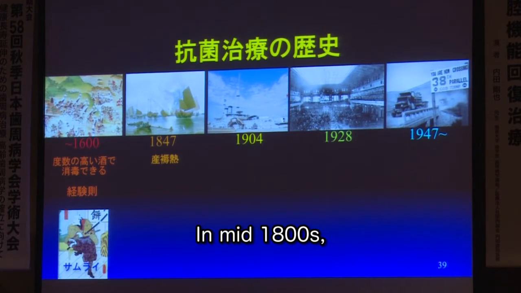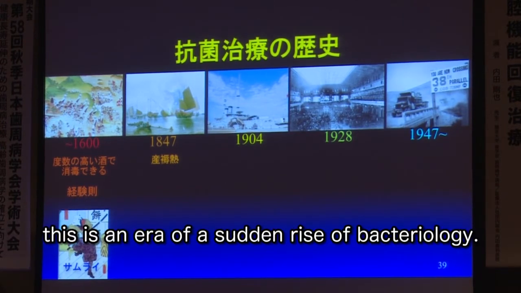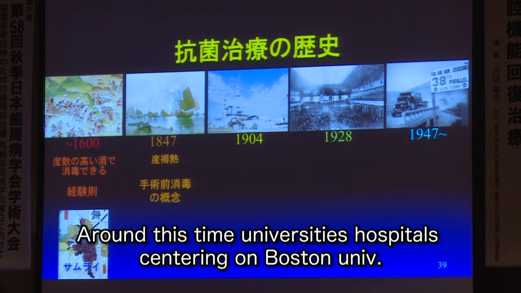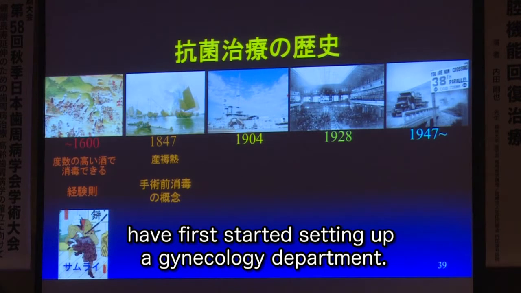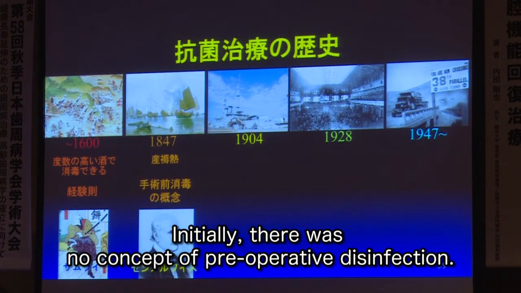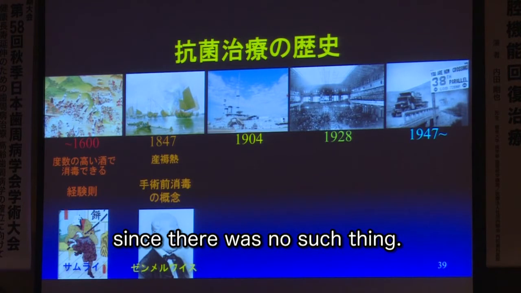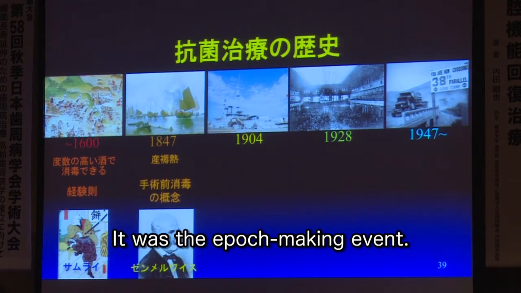In the mid-1800s, this is the era of a sudden rise of bacteriology. Childbed fever, fever after delivery. Around this time, university hospitals centering on Boston universities first started setting up a gynecology department. Initially, there was no concept of preoperative disinfection. There had been no delivery cases at a gynecology department so far, since there was no such thing. It was the epoch-making event.